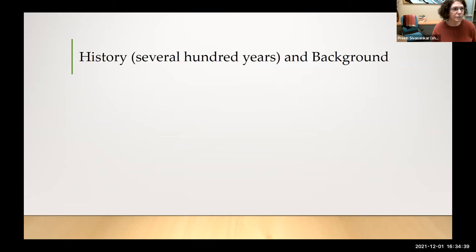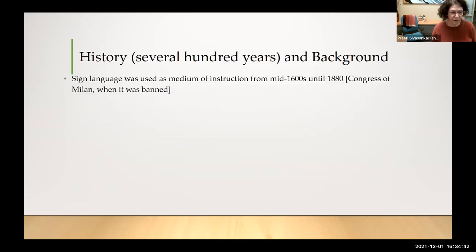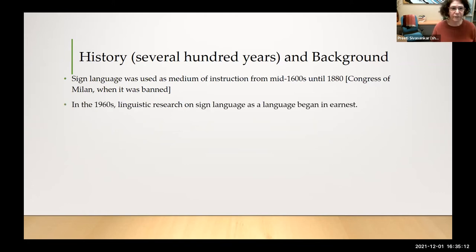So I want to give you a little bit of background history. Going back several hundred years, sign language was used as the medium of instruction from the mid-1600s until 1880. Then a conference in Milan in Italy, mostly attended by hearing people, with deaf people for the most part banned from being present, decided that sign language would no longer be used in the education of deaf children.